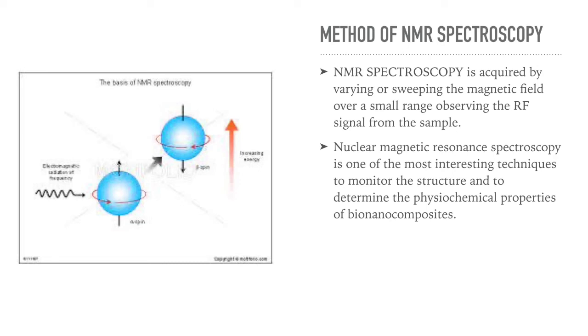Now, for the method of NMR spectroscopy. NMR spectroscopy is acquired by varying or sweeping the magnetic field over a small range, observing the RF signal from the sample. Nuclear magnetic resonance spectroscopy is one of the most interesting techniques to monitor the structure and to determine the physicochemical properties of bionanocomposites.